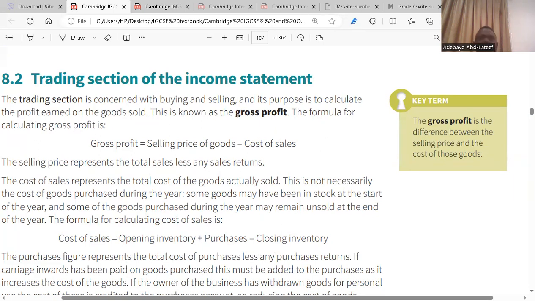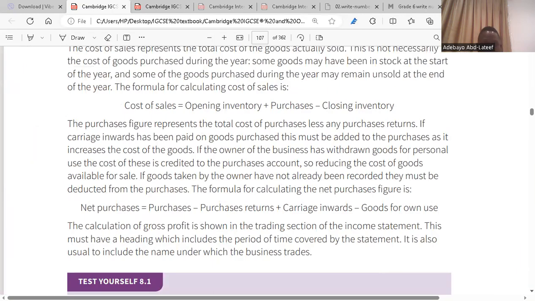Your sales is your sales less returns. Whatever you get, you take it away from your purchases, your carriage, and the rest. Do you get what I'm saying here? Cost of sales. Sales minus cost of sales is your gross profit. So what are the items that make up the gross profit? The items that make up the gross profit are your sales items, your sales returns items, your purchases items, your purchases returns items, your carriage inward. Is it clear, please?